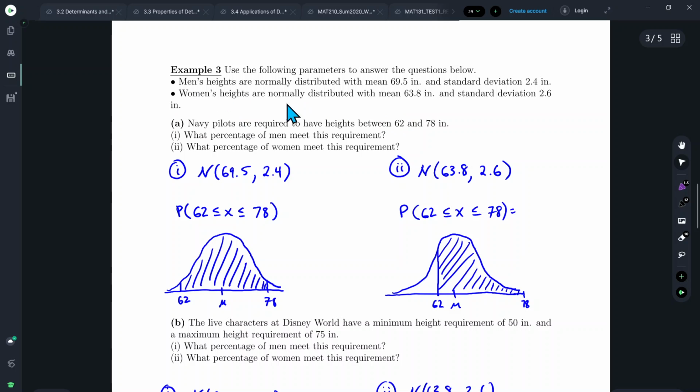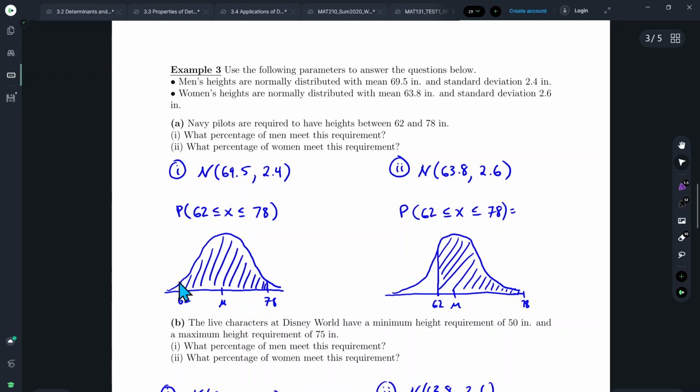So in this first part here, it states that Navy pilots are required to have heights between 62 and 78 inches, and we want to calculate the percentage of men and women that meet this requirement. Okay, so because the mean and the standard deviation for the distribution is different for men and women, we have to set them up separately.